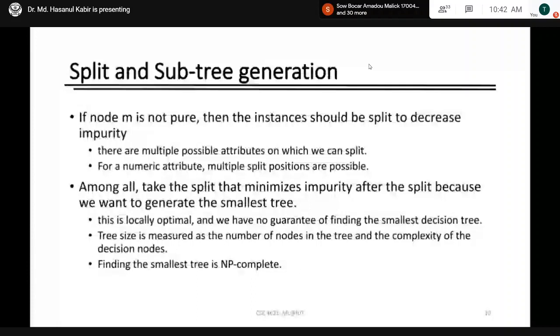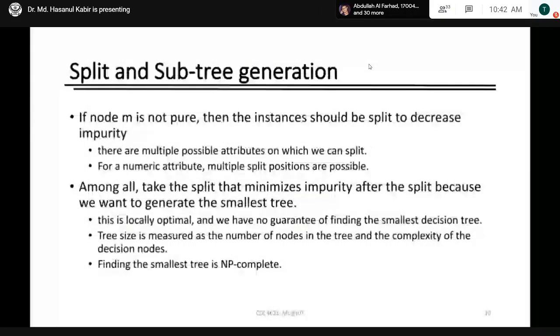Okay, and you know that the tree size is measured with the length of the tree or the number of nodes in the tree and the complexity of the decision node. That means how you take the decision at each particular node. But finding the smallest decision tree is NP complete. Okay, that means you can find it, but you have to try multiple times and see which one is the smallest one.